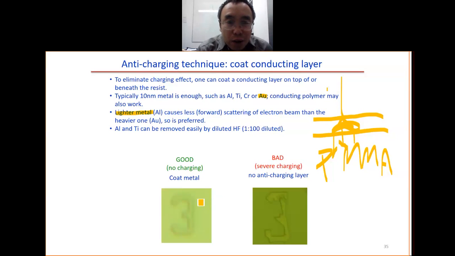So here you see the result. When you coat the metal, you have no charging. When there is no metal coating, the pattern gets distorted.